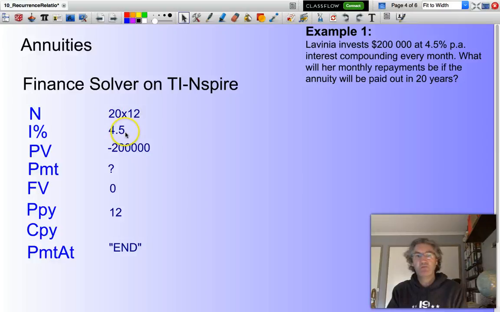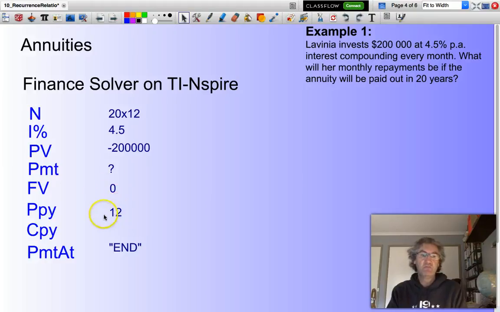our interest rate, 4.5%. Now, PV, present value. Now you'll notice here, negative 200,000. What's happening there? Initially, Lavinia has supplied 200,000 to the investment company. Right. Future value, well, at the end, Lavinia does not expect to have any money left as part of her investment, and there are 12 payments or calculations per year.